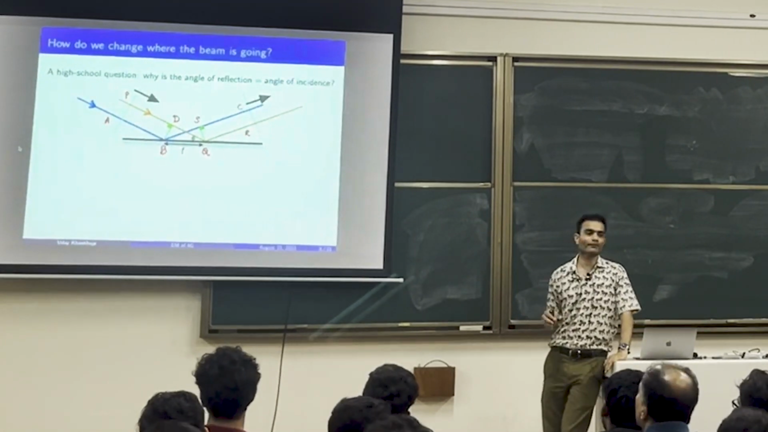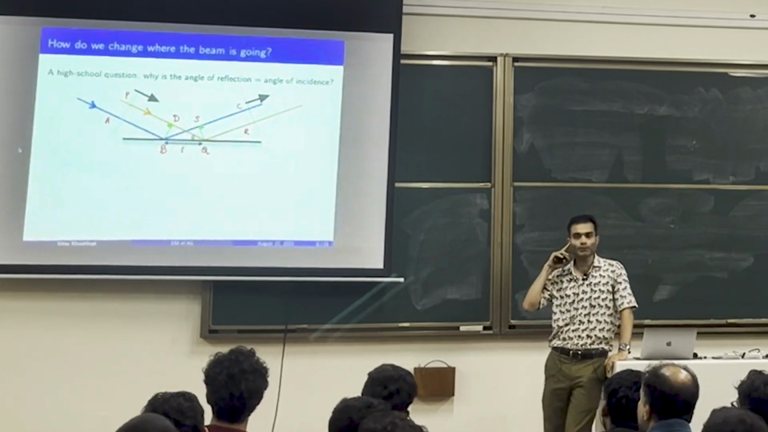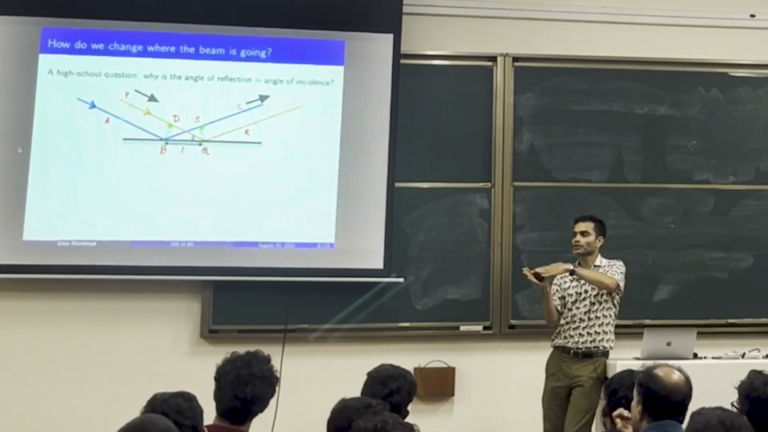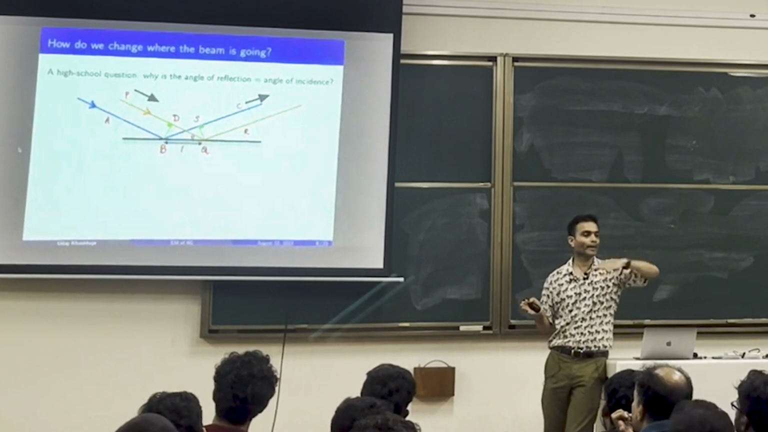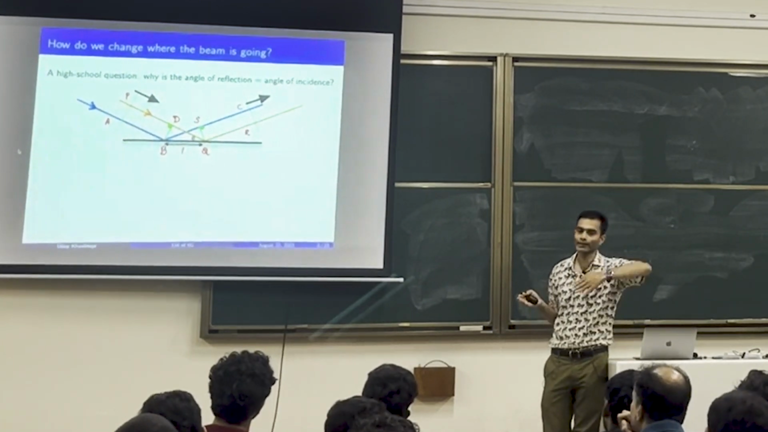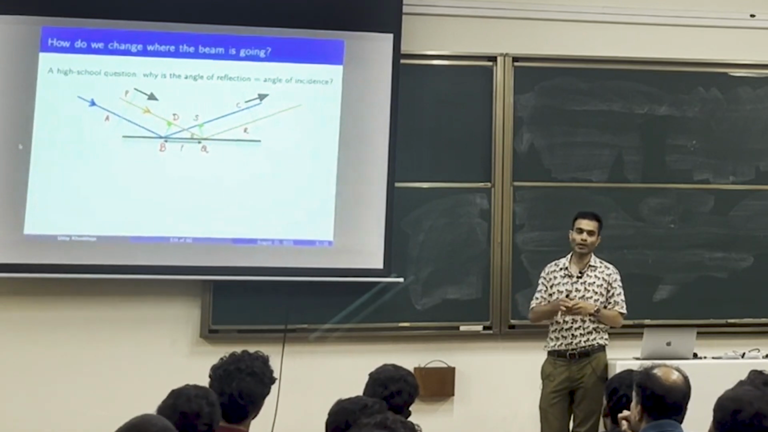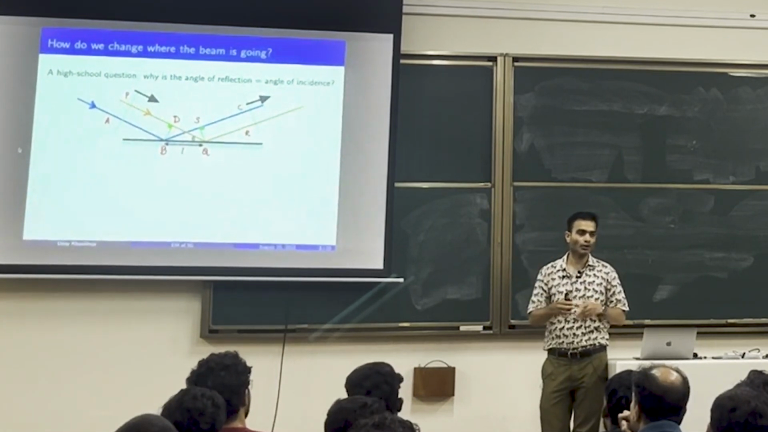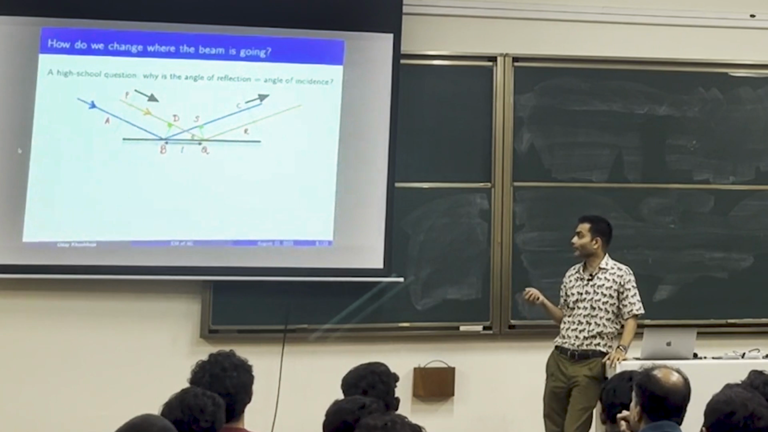All right. Now let's go back to some very basic high school physics. How is it possible to change where a wave goes without mechanically moving the surface? That's what we want. Mechanically, of course, it's easy. But I don't want an operator sitting on each reflecting surface. So how do we do it? Some simple ray physics over here.